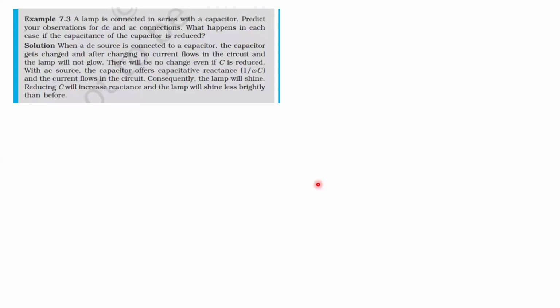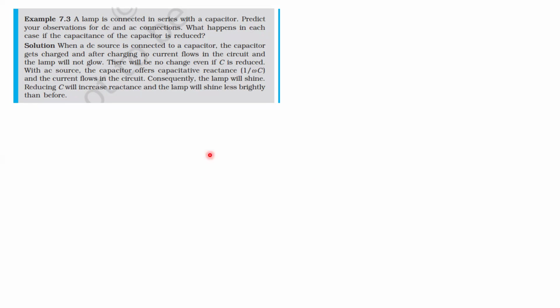Example 7.3. A lamp is connected in series with the capacitor. Predict your observations for DC as well as for AC connections. What happens in each case if the capacitance of a capacitor is reduced? Okay, first we'll draw the circuit.